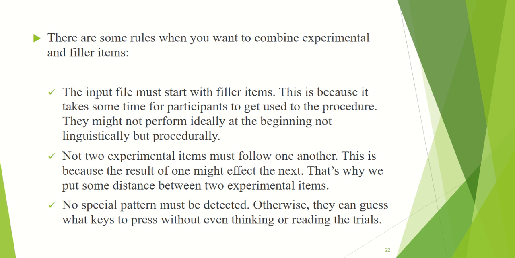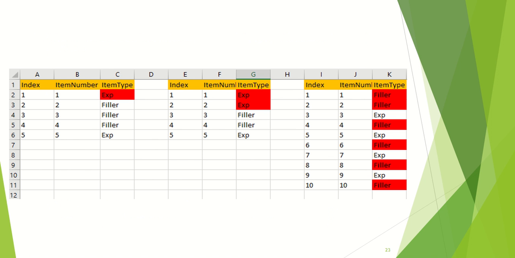All right. And these are some examples. For example, here you can see that our Excel file has started with an experimental item, which is wrong. It shouldn't be here. Here you can see that we have two experimental items one after another. This is one mistake. And the other one is that again the Excel file has started with an experimental item, so two mistakes.